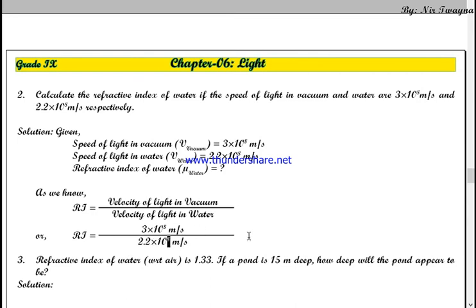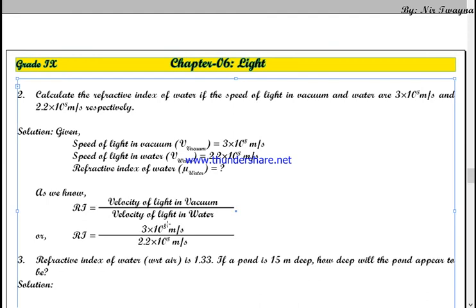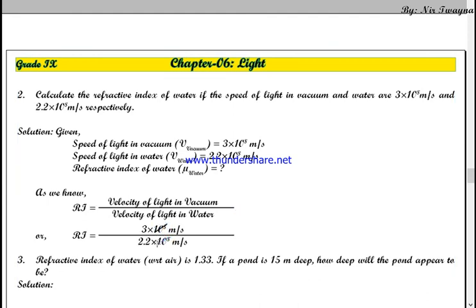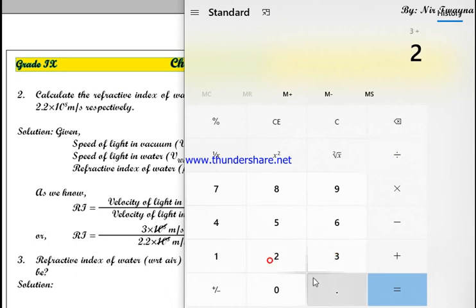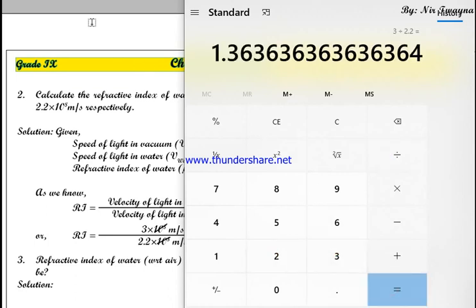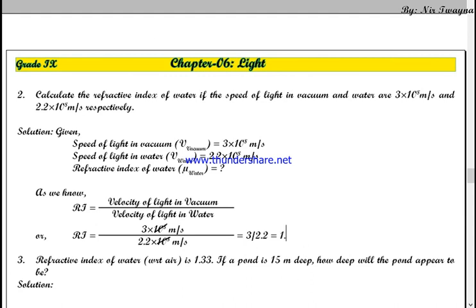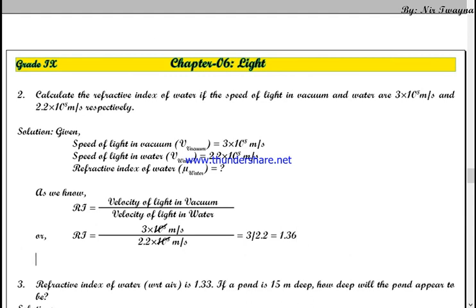Okay, now here you can see that this 10 to the power 8 and 10 to the power 8 can be cancelled out, isn't it? So it ultimately gives you 3 by 2.2. Yes, so that gives you 3 divided by 2.2, 1.36. Okay, so you get the answer 1.36. Therefore, refractive index of water is 1.36.